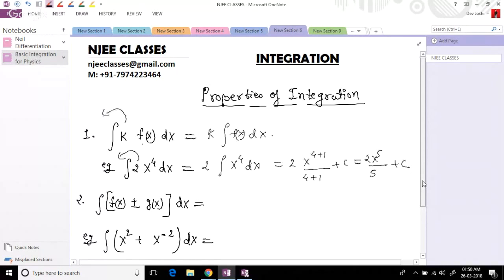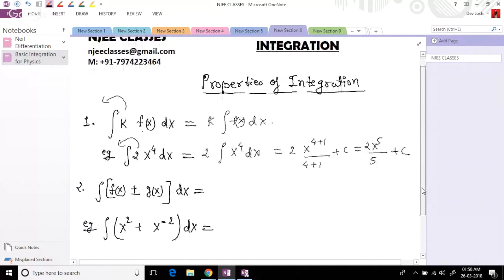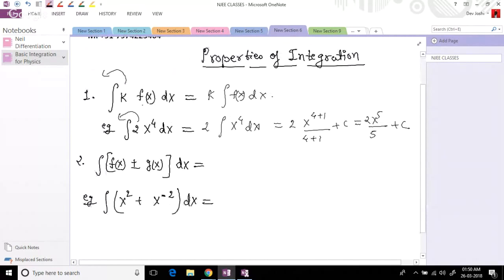All right. Next property: when we have the integral of the sum or difference of two functions, the integration goes through all the functions. Integral of x square plus x to the power minus 2 dx is an example. So we get the integral of f(x) dx plus or minus the integral of g(x) dx. Here in the example, we get the integral of x square dx plus the integral of x to the power minus 2 dx.